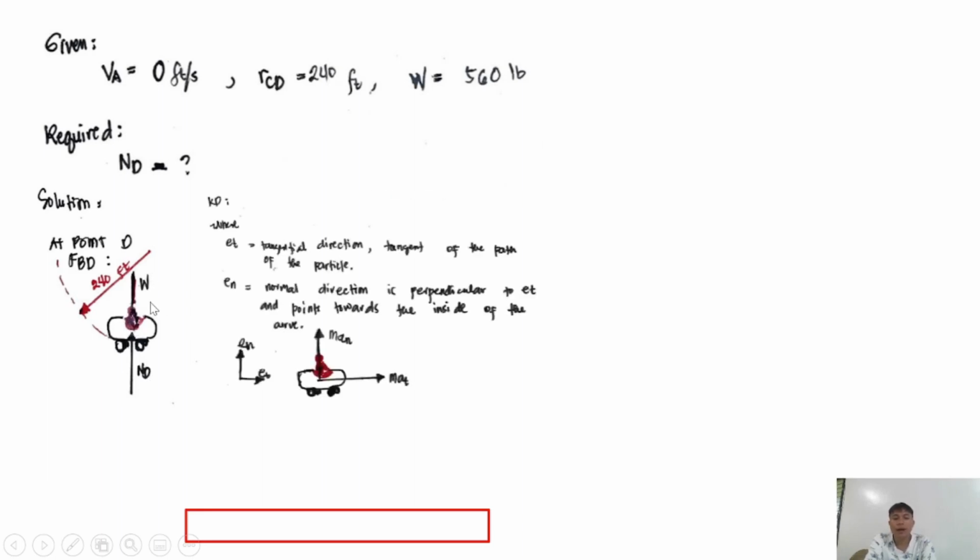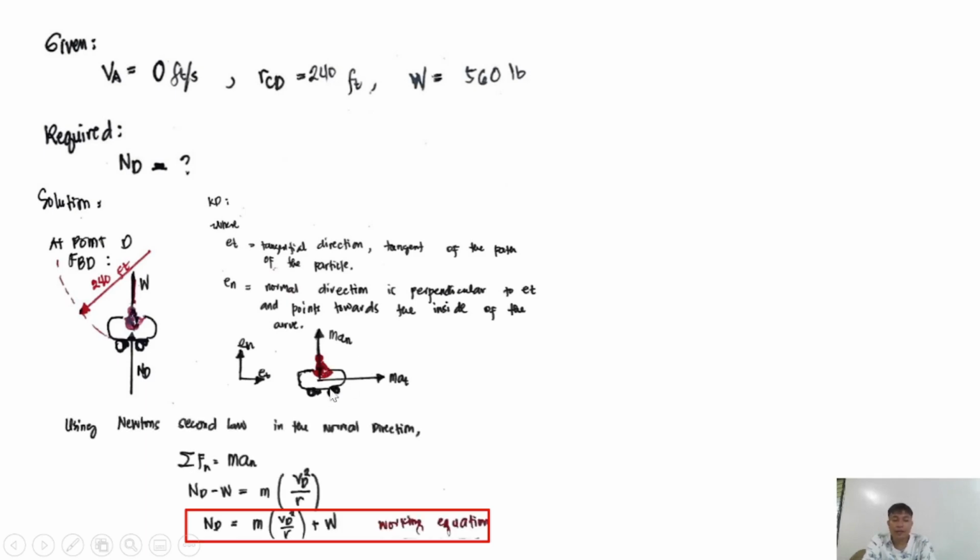So now for the kinetic diagram, as we know, we have the tangential direction and the normal direction. As we defined those directions, ET and EN, we will now have our MAN and our MAT. So using Newton's second law in the normal direction, we will be able to get this working equation.